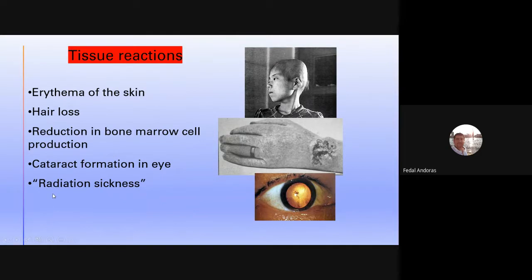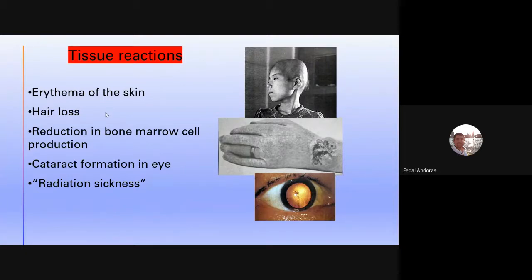At the end, the patient is not well. All these can be seen by naked eye: erythema of the skin, when there is redness, there is burning, there is hair loss. And this is not just about the radiation. We have radiotherapy. Many patients have cancer and undergo radiotherapy, so you will try to kill the cancer cells.